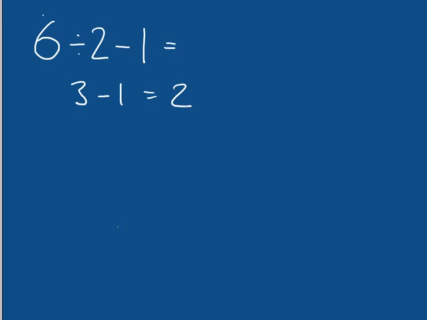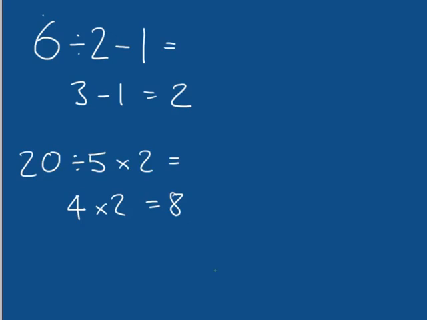For example, if I had 20 divided by 5 and then multiply by 2, we work from left to right. So we're going to, working from left to right, encounter the division first and then the multiplication. So 20 divided by 5 is 4, and 4 times 2 is equal to 8.